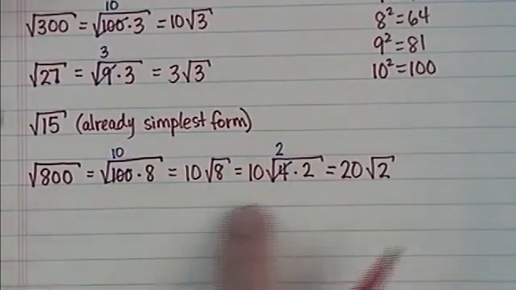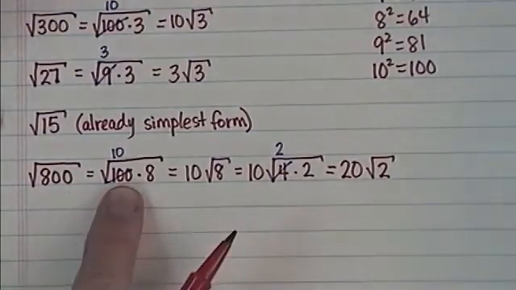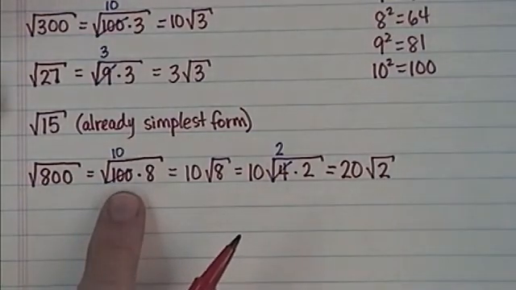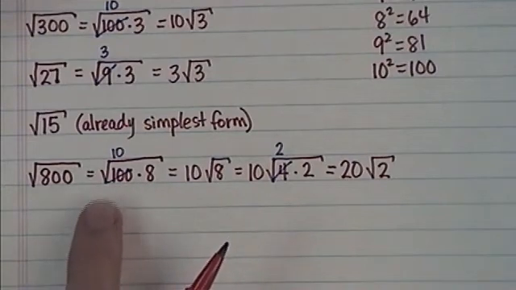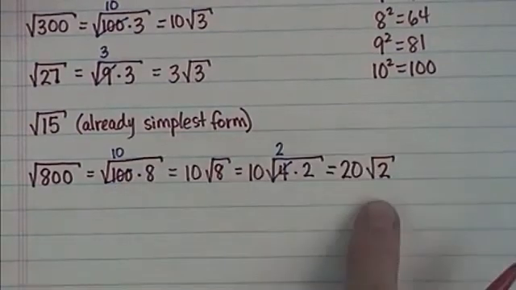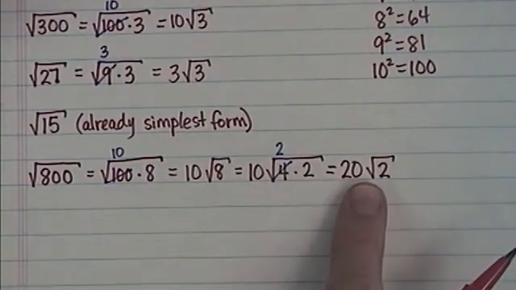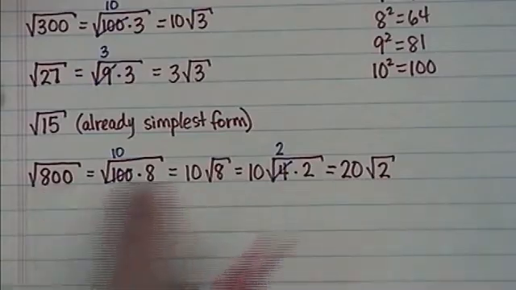So see, that one took a couple steps because we didn't pick the biggest perfect square that would have worked here. The biggest perfect square that would have worked here was 400. We could have done the square root of 400 times 2. It would have taken us straight to this. All right, so beware of those.